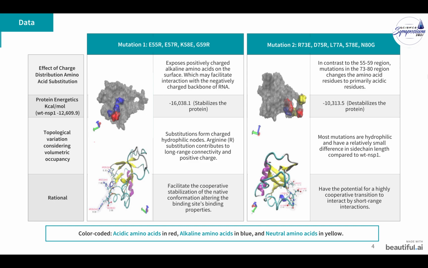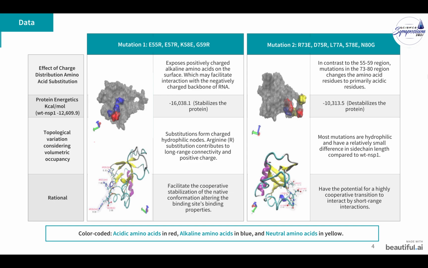So mutation 1 appears as an outward protrusion, and we see it exposes positively charged alkaline amino acids on the surface. This may facilitate the interaction with negatively charged backbone of RNA. While mutation 2, in contrast, appears around a loop and changes the amino acid residues to primarily acidic residues.